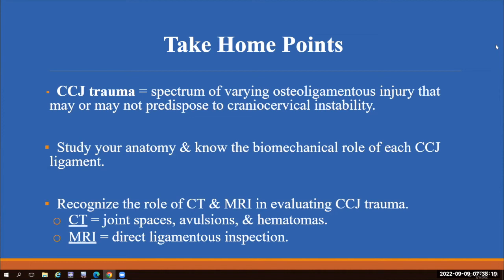And then I want you to understand the complementary role between CT and MRI in evaluating trauma of the craniocervical junction. CT, remember, relies on joint space abnormalities, so widening of the joint space. It relies on bony avulsions where those ligaments insert. And it relies on, if you look at soft tissue windows, the hematomas in specific locations that can be an indication of a ligament tear. Whereas MRI allows you to directly look at the ligaments and determine whether or not they're intact. So they're complementary imaging modalities.